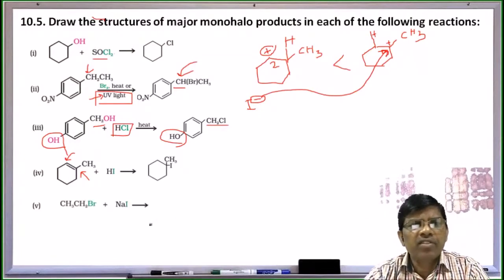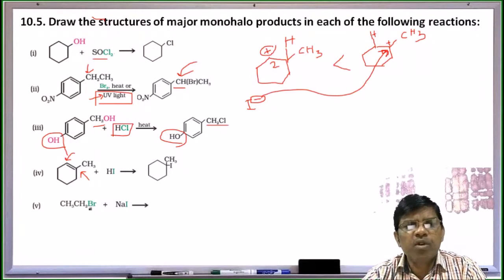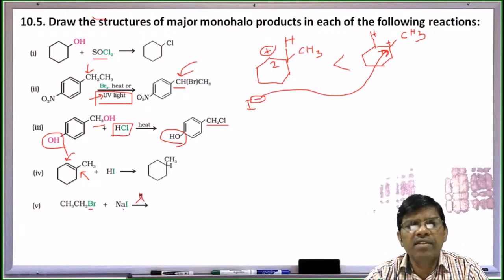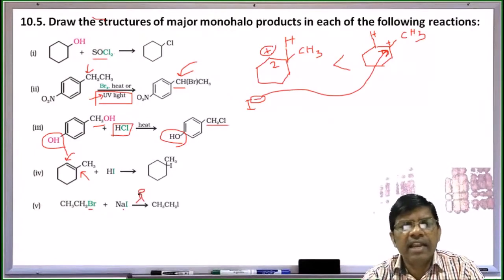Sodium iodide, what is going to happen? This is Finkelstein reaction. Bromine is replaced with iodine using sodium iodide in presence of, let me write, dry acetone. Use dry acetone here. It is going to give ethyl iodide.